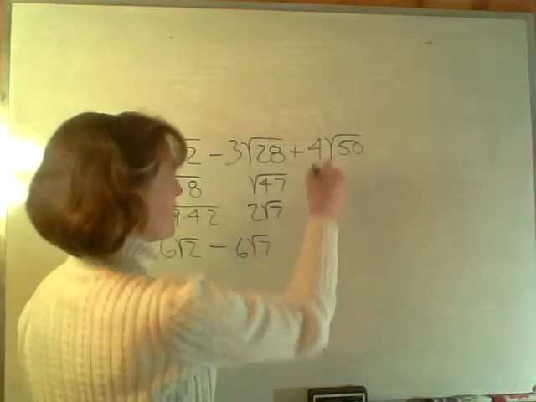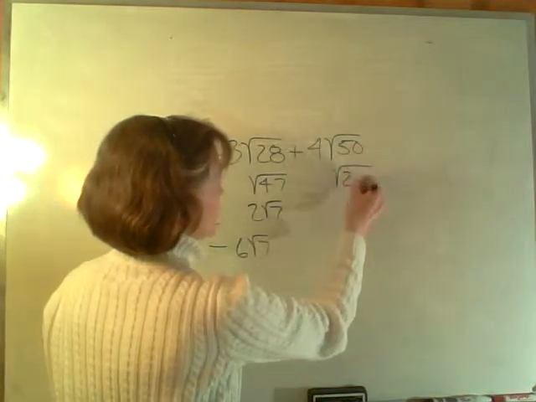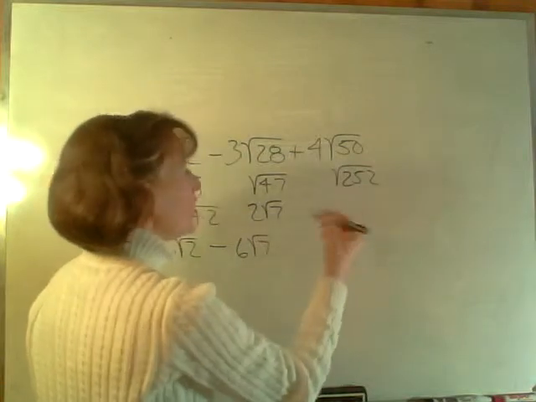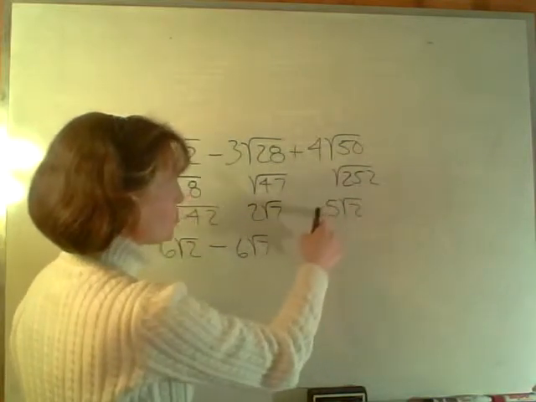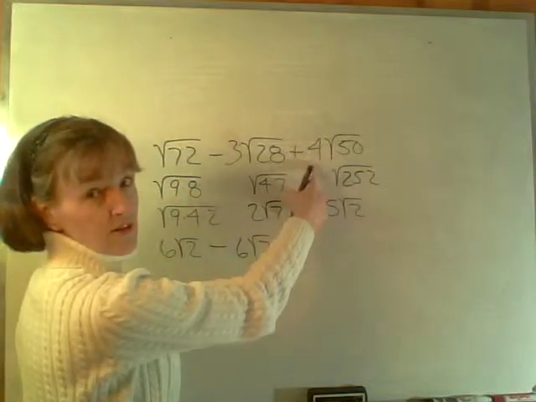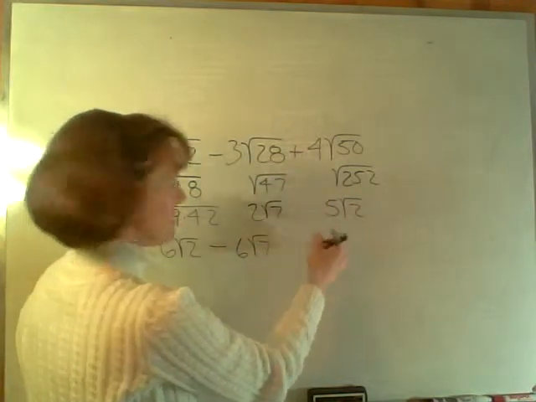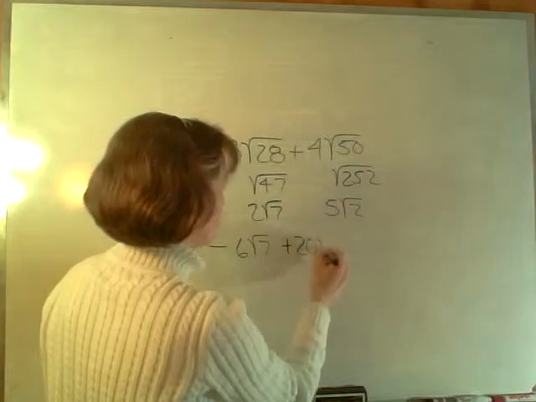And then, same thing over here with the 50. 50 can be written as 25 times 2. Well, I can take the square root of 25, it's 5. So I had 5 square roots of 2, but there was already a 4 sitting there. So 4 times 5 is 20. So I really have plus 20 square root of 2.